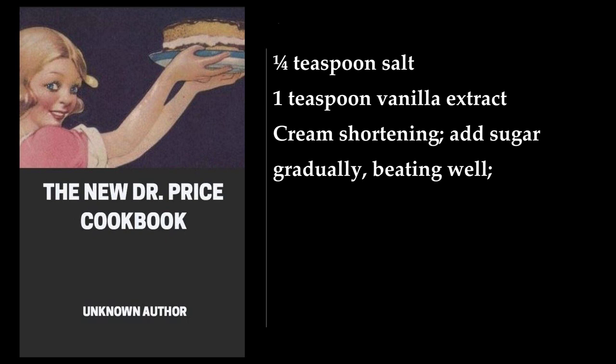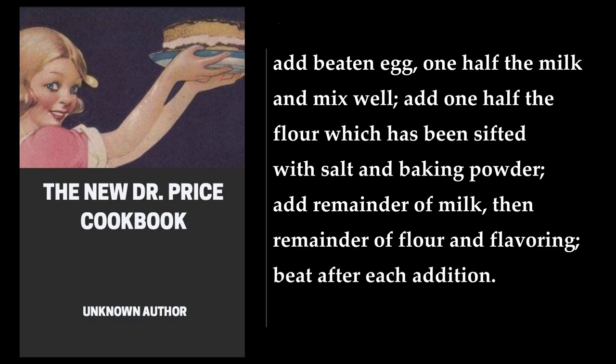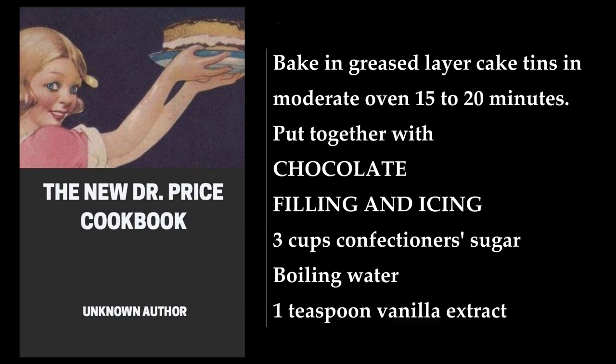Cream shortening, add sugar gradually, beating well. Add beaten egg, 1/2 the milk and mix well, add 1/2 the flour which has been sifted with salt and baking powder, add remainder of milk, then remainder of flour and flavoring, beat after each addition. Bake in greased layer cake tins in moderate oven 15 to 20 minutes. Put together with chocolate filling and icing.